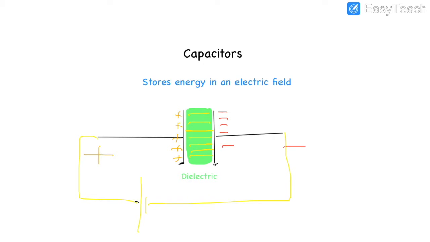And so when I connect these parallel plates of the capacitor to the terminals of a battery, I'm going to have some charge. So I have positive charge on one side and negative charge on the other side. And that is going to lead to the formation of my electric field lines that I've shown here in yellow. So that is how we can say the capacitor stores energy in the form of an electric field.